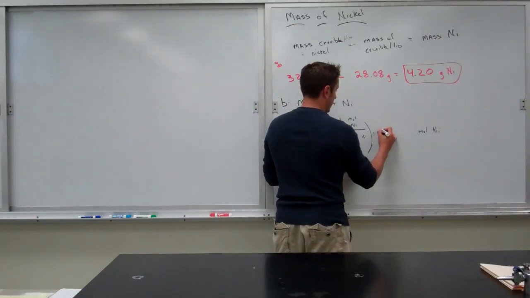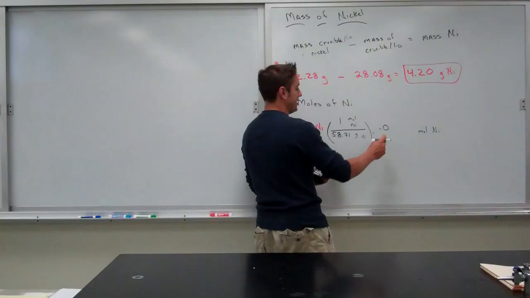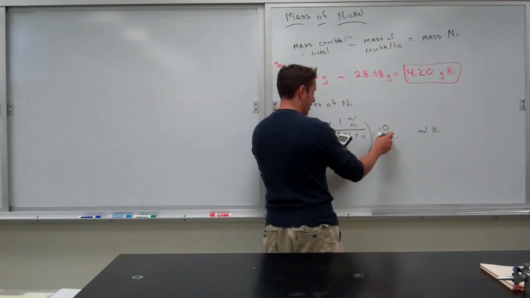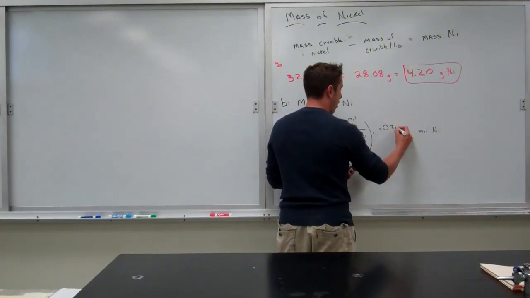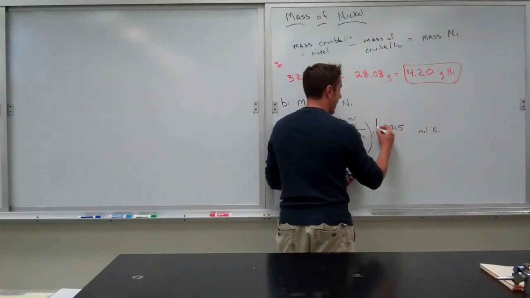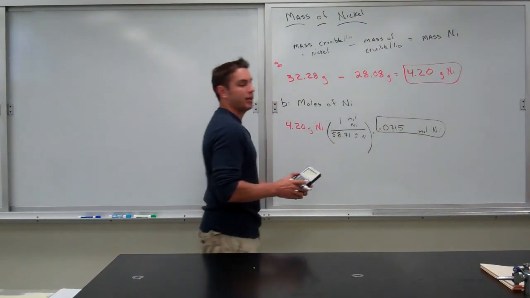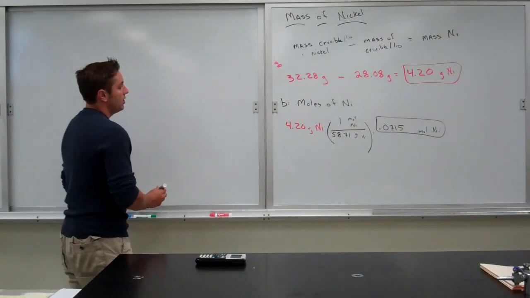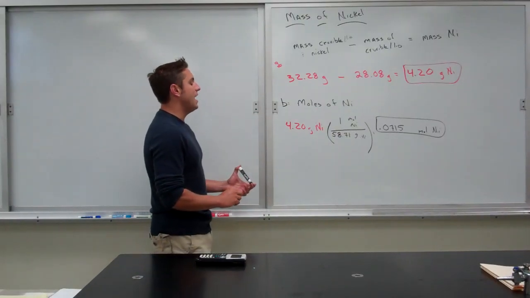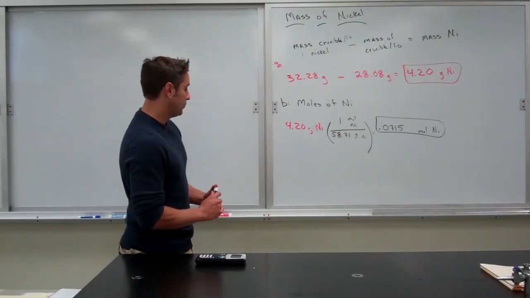So 0.0, and remember that doesn't count because we haven't hit a non-zero yet. 715, and the 3 after the 5 is not going to round anything up. So we have 0.0715 moles of nickel.